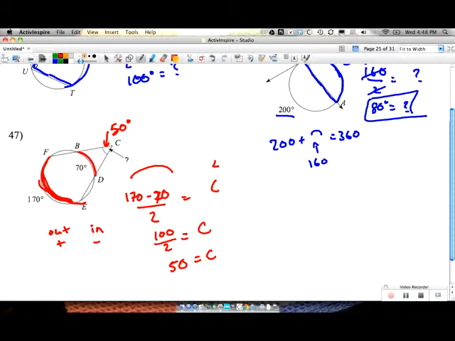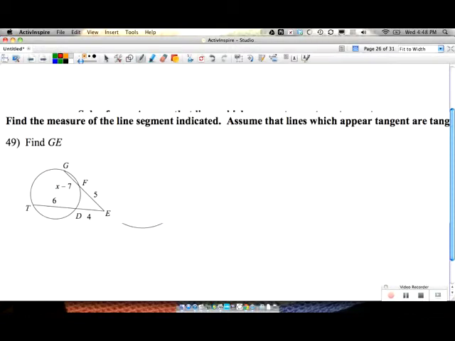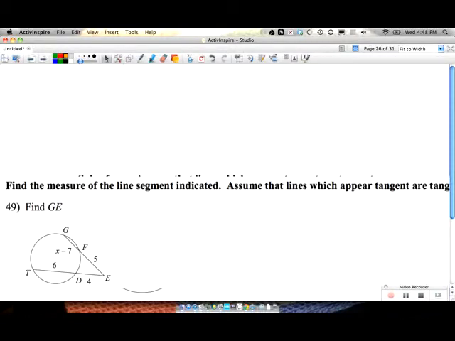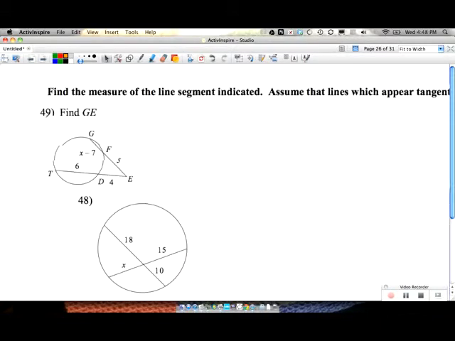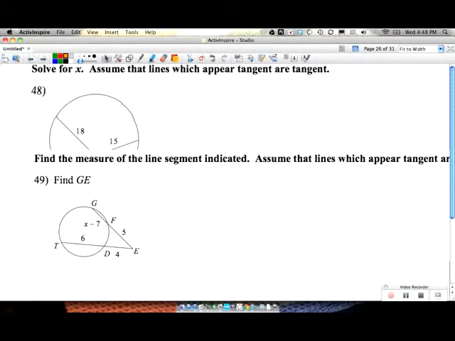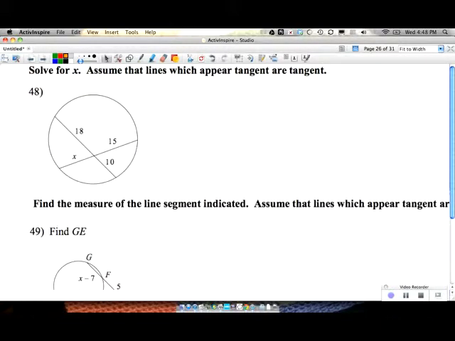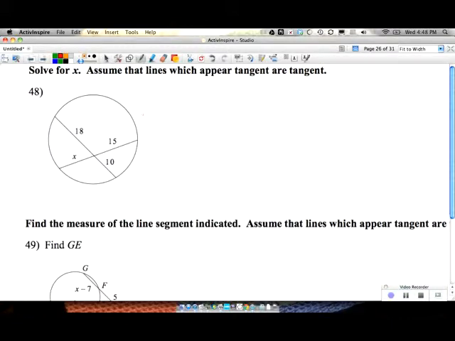That was 3 in a row. Lickety split. Let's keep on moving to the end. All right, what's next? We got 49. 48 would come first. So 48, we'll start with that. Then we'll move down to 49.